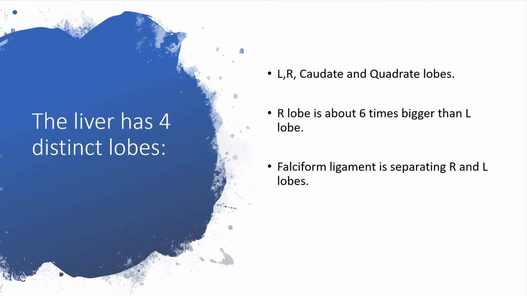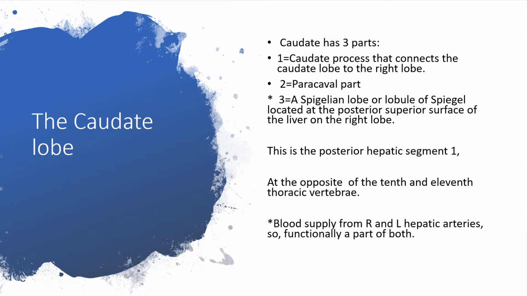The liver has four distinct lobes: the left lobe, the right lobe, the caudate lobe, and quadrate lobe. The right lobe is about 6 times bigger than the left. Falciform ligament is separating the right and left lobes. The caudate lobe has 3 parts. 1. The caudate process that connects the caudate lobe to the right lobe.